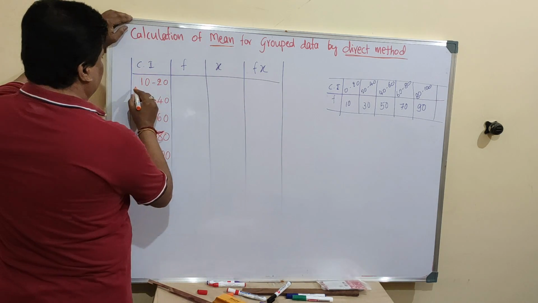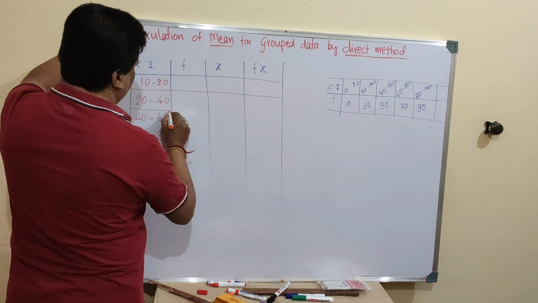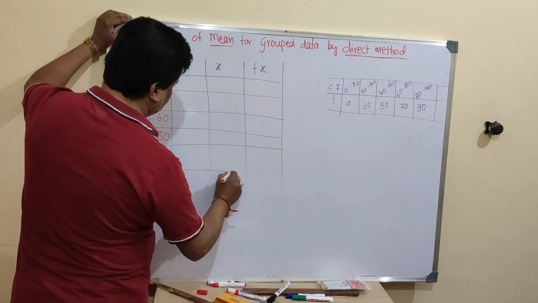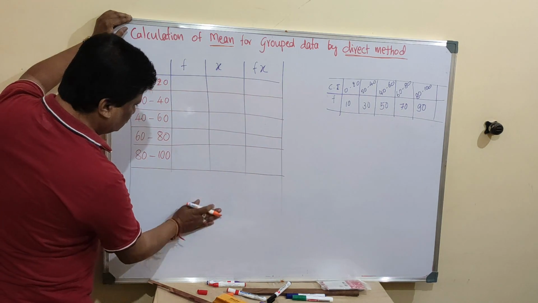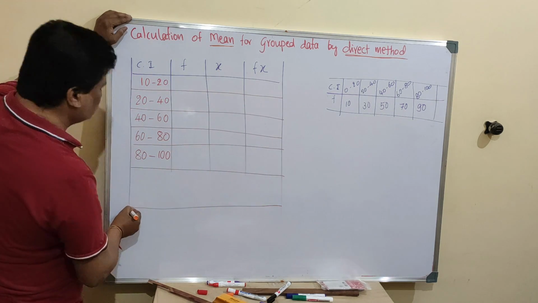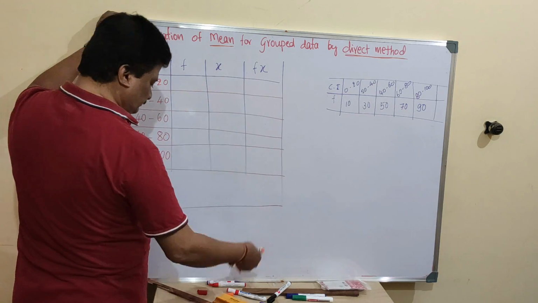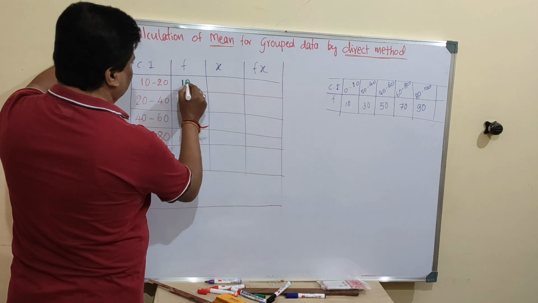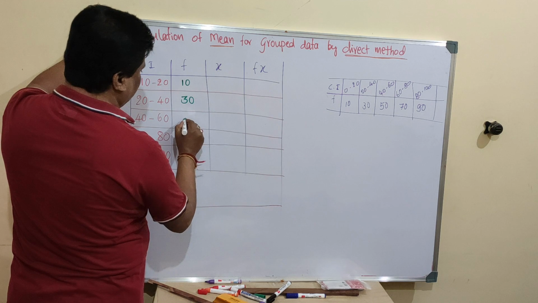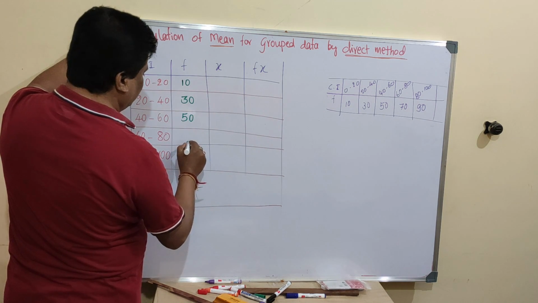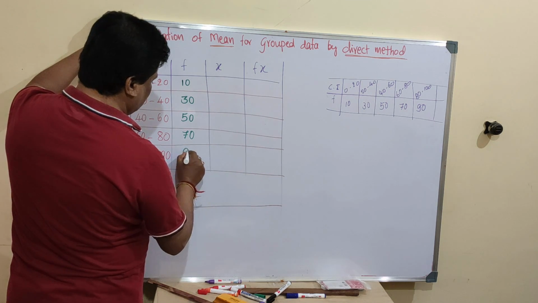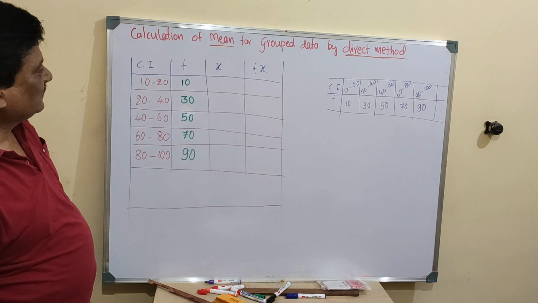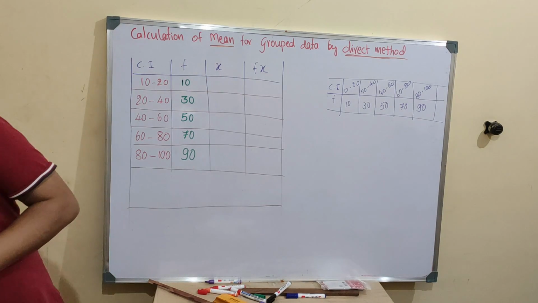Then the frequencies are 10, 30, 50, 70, and 90. Then x is the class mark.